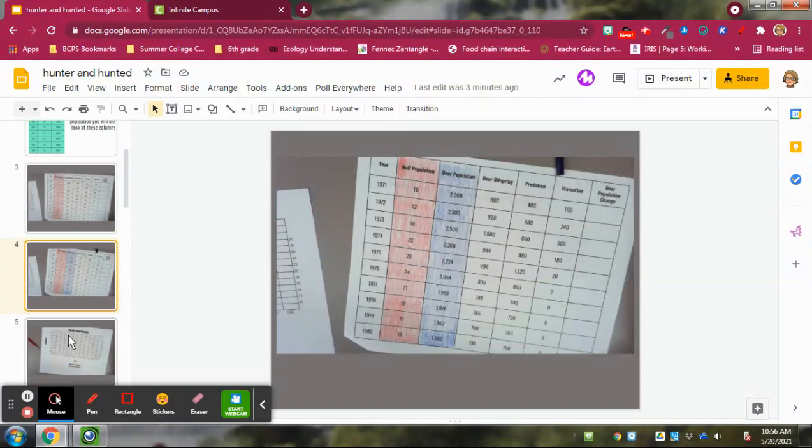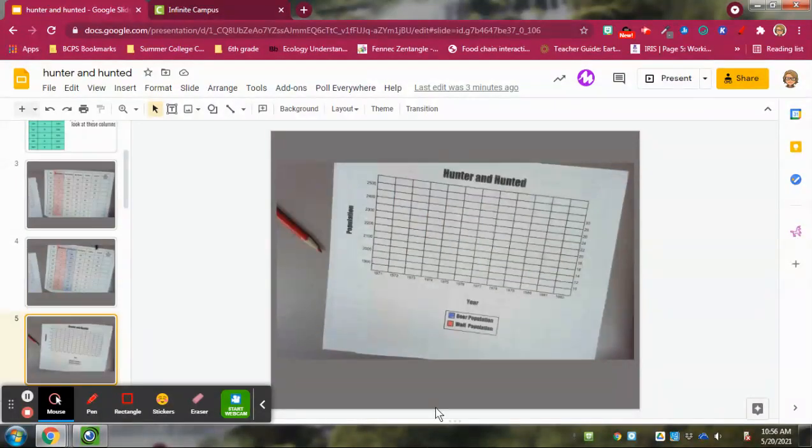Okay, once you have that done, you're going to go to your graph paper here and fill in the legend. So on mine, I had the blue as deer and the red as the wolf. So go ahead and fill this in right here. Okay.